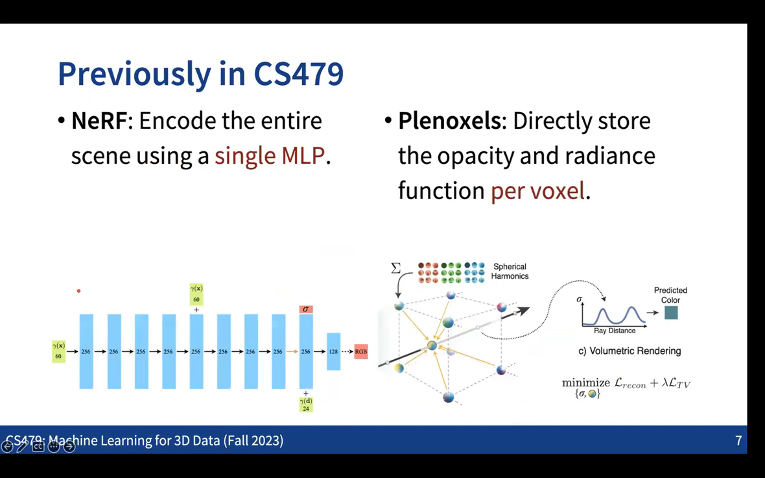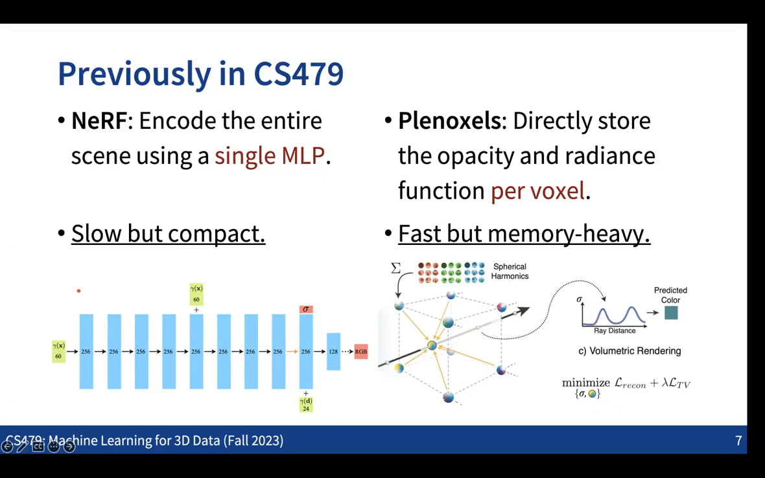So these are two extreme cases. One is the vanilla NeRF case, where we encode everything in a single neural network. The other case is encoding everything as per-voxel information: the opacity and the spherical harmonic coefficients of the radiance function for each of the corner points. There are pros and cons. The good thing about NeRF is that it is a very compact representation, because everything is encoded in the parameters of the neural network. But the problem is that it is quite slow. Plenoxels is the opposite case: it is quite fast, but very memory heavy, because everything is discretized in this 3D space.